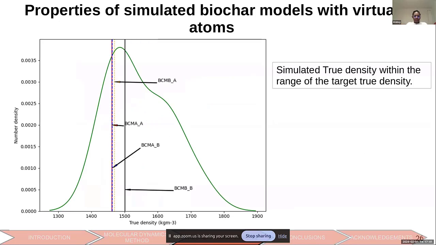Also, we tried to look at how the true density changed due to increasing pores, since it changed the structure and the way the materials condense around themselves and rearrange themselves. We were able to see that though it changed a little bit, the true density still lay within the experimental range that has been reported in literature.